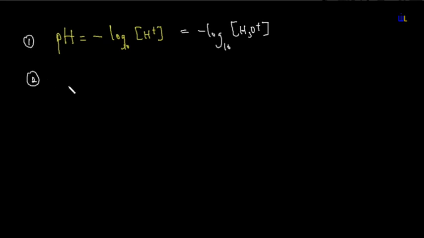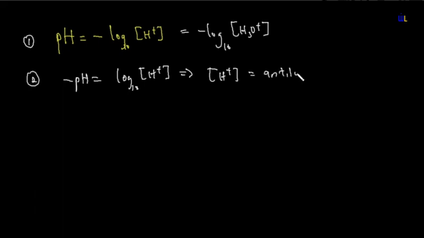Point 2 about pH is that if, for instance, you decide to do the opposite of pH, that is, you want to use pH to find the concentration of hydrogen. For those of you that know log, you will notice that the opposite of log is anti-log. So first of all, take this minus over. It becomes minus pH equals log to base 10 of the concentration of hydrogen ion, which means that the concentration of hydrogen ion equals anti-log of negative pH.